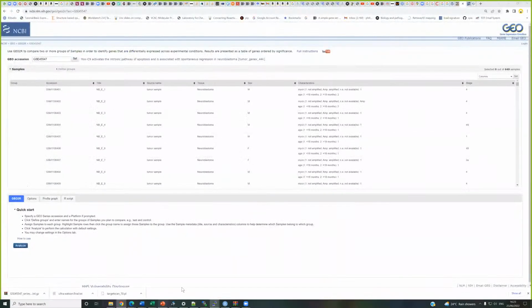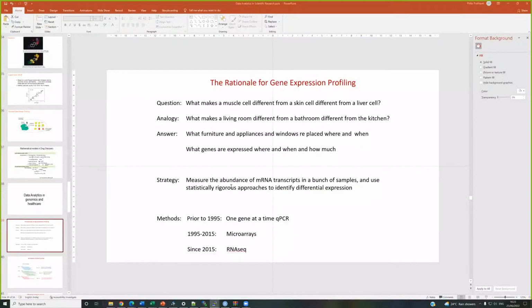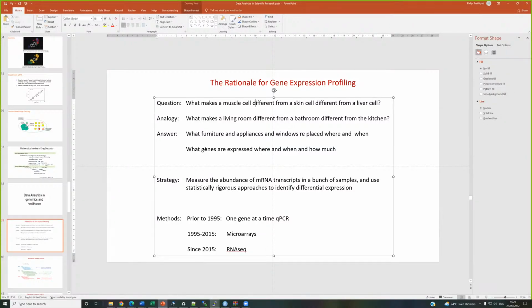And so now, just very quickly, let's get back to the presentation. Again, there are people who can ask different questions also, like what makes muscle cell different from skin cell and from liver.